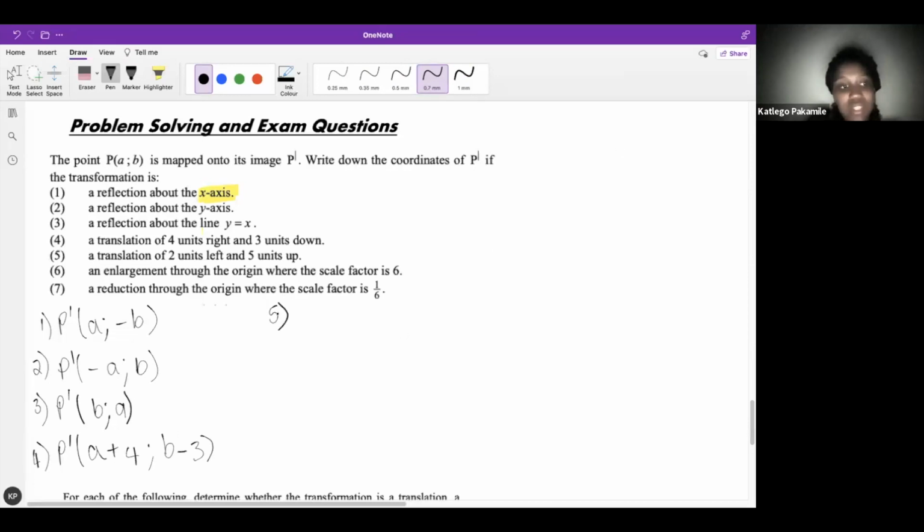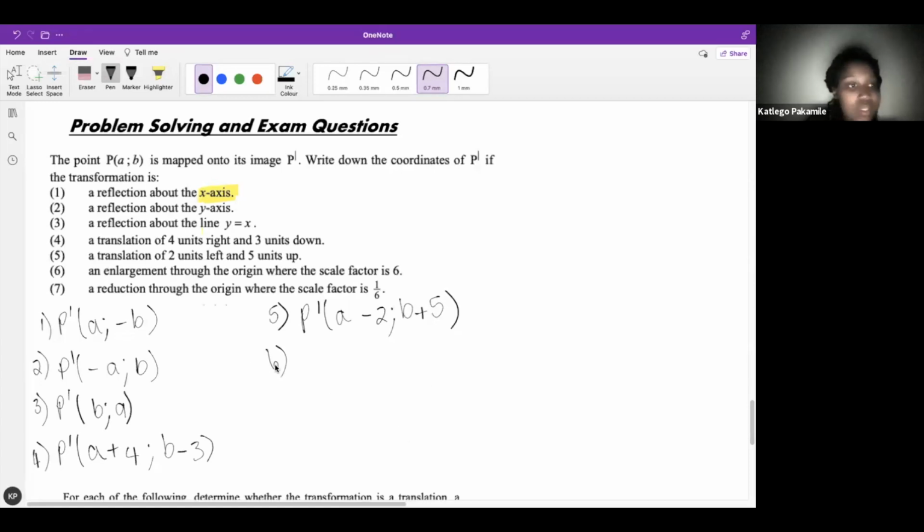Number 5 says 2 units left, 5 units up. So P prime will be what? 2 units left. Look carefully, left. So left means we're subtracting from x. So it's going to be minus 2, and 5 units up. So it's A minus 2 and B plus 5.